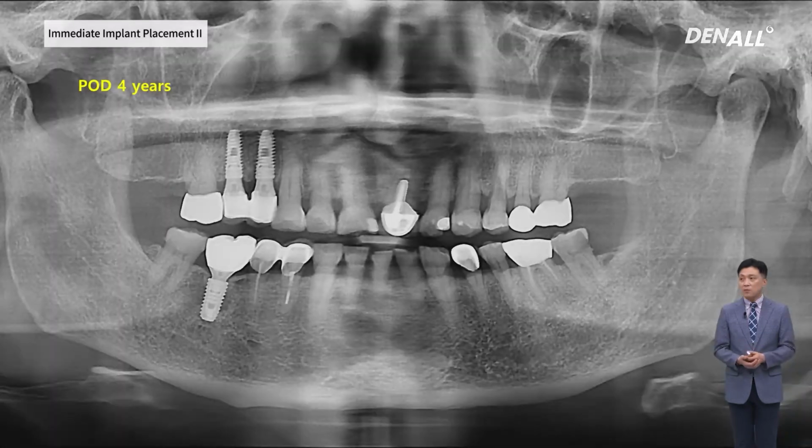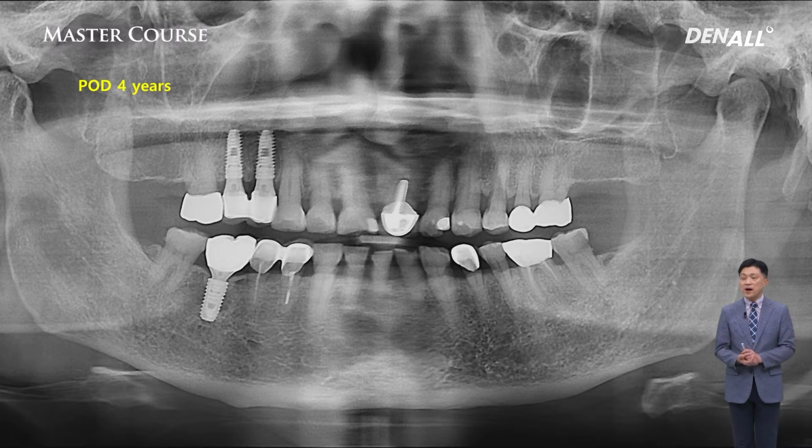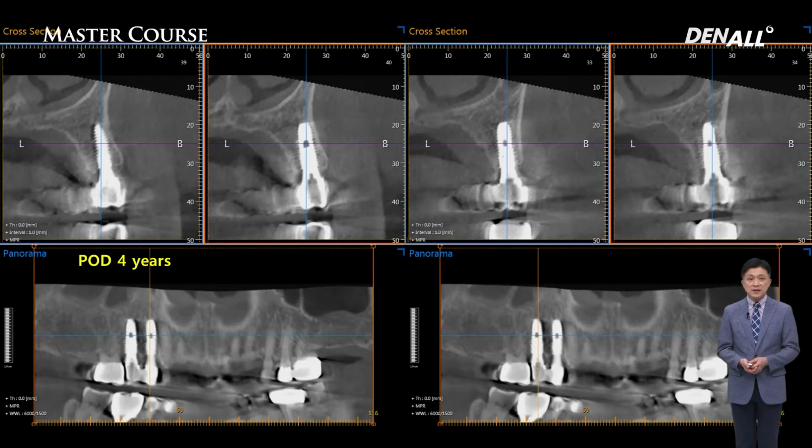This is the panoramic image after 4 years. Bone remodeling has occurred on the vertical bone, and you can see a very stable bone response. If you look at the CT image of number 14 and 15, the labial bone is well maintained.